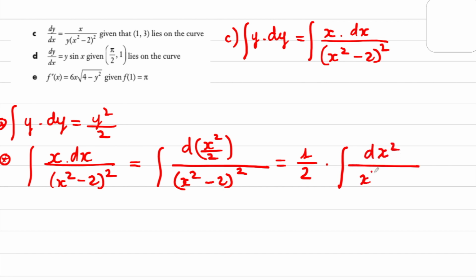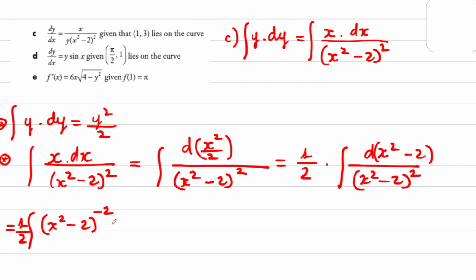And then you got x squared minus 2 in the denominator square like this one. Then I will change from dx squared to d(x squared minus 2). From here, you will get 1 over 2 times (x squared minus 2) to the power of minus 2 d(x squared minus 2). So the variable will be x squared minus 2, which has the power of minus 2.